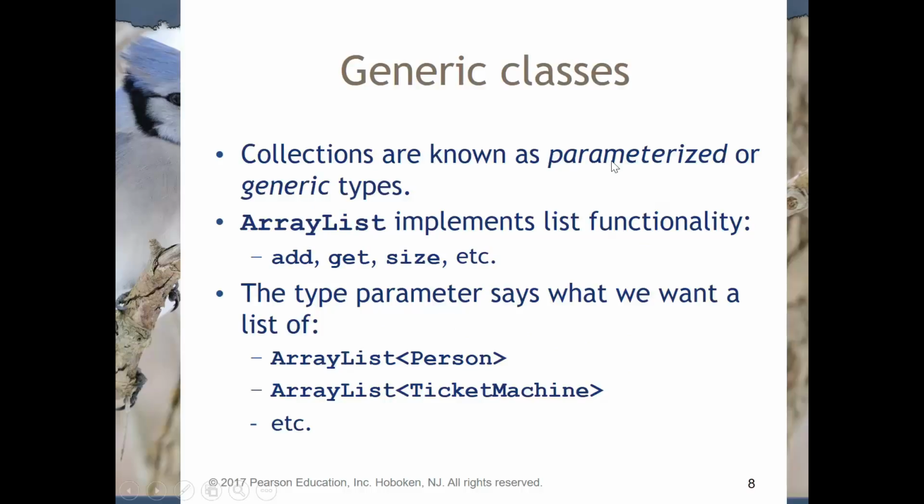Collections are known as parameterized or generic types. Just a word to know. An array list implements specific functionality: add, get, size, and there's a bunch more. The type parameter says what we want a list of. So in this case, the type is person, ticket machine, generic, etc., meaning anything else. We will talk about a superclass eventually called object, and if you leave it with just a less than greater than, it just assumes that.